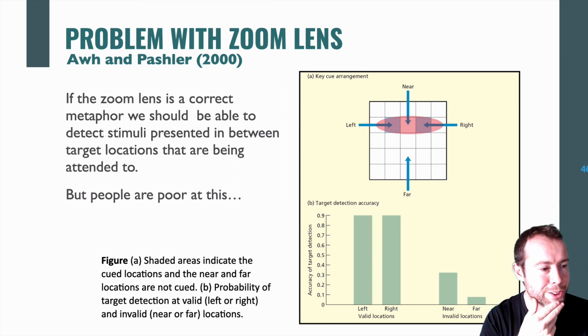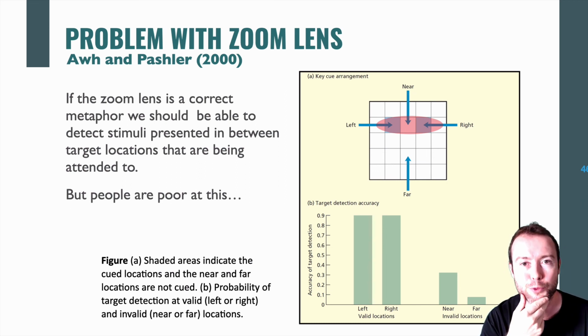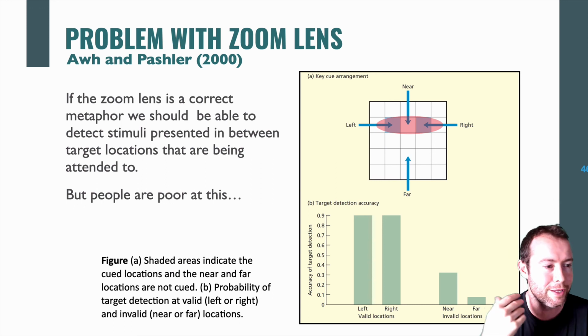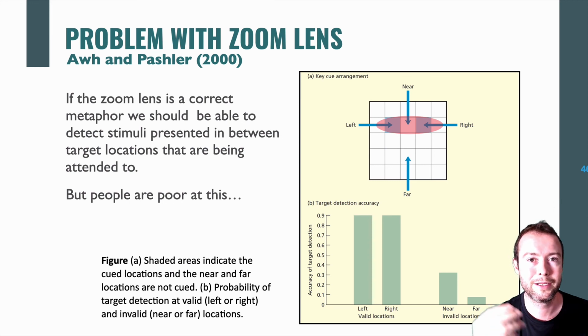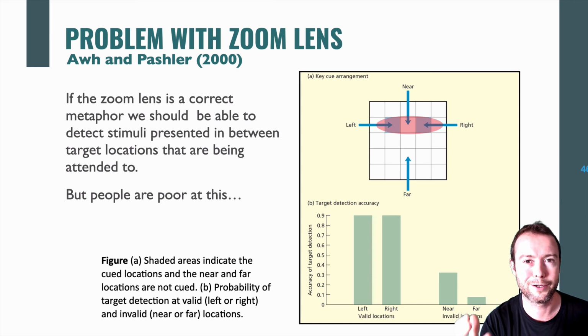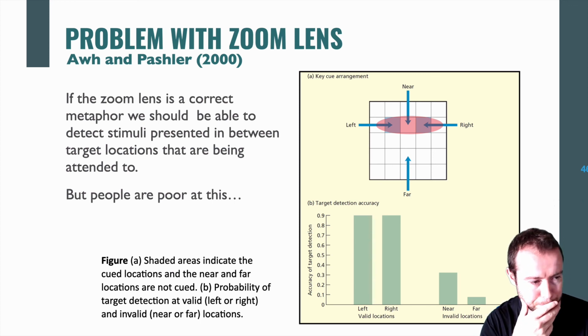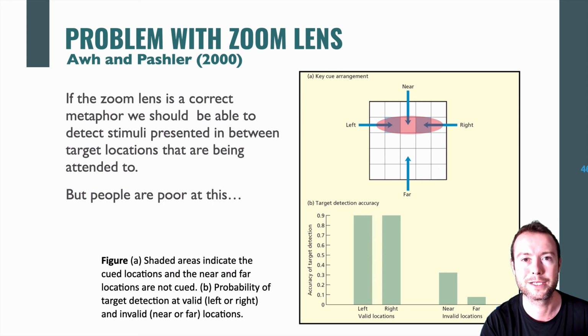Now what they would then do is on a small proportion of trials, they would also put in a target that would appear in what's labelled as the near and the far location. So that near one is right in between where most of the other targets are appearing. And if we're using this zoom lens approach, you should detect that most of the time. That's right in the middle of our sort of zoom lens. Whereas you probably wouldn't expect good performance in the far location.